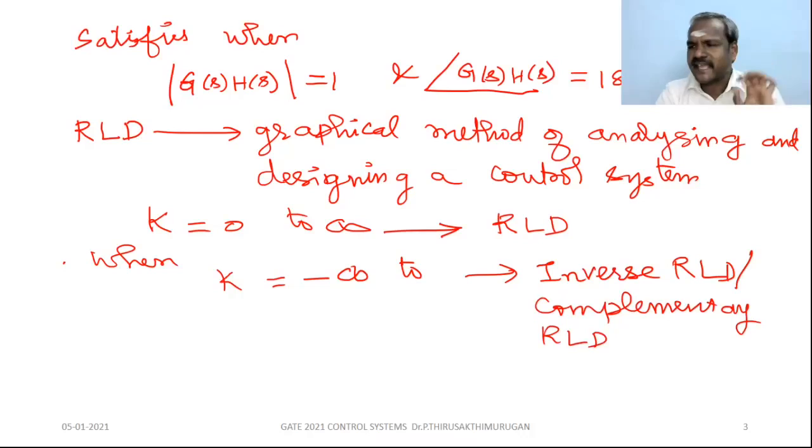If more than one parameter is varied, the corresponding diagram is called a root contour diagram. Clear? Say, let us take a system.